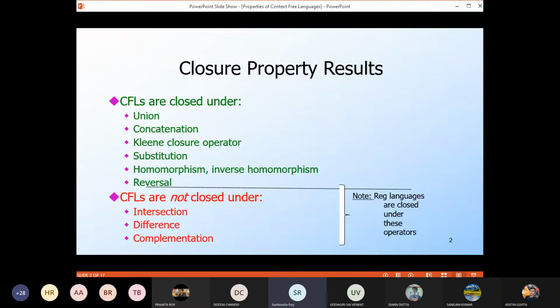anymore. Okay, so intersection, difference, and complementation are not closed for context-free languages, and context-free languages are closed for union, concatenation, Kleene closure, substitution, homomorphism and inverse homomorphism, and reversal. These operations were also closed for regular languages, but intersection, difference and complementation, remember, are not closed for context-free languages. Most important. Please understand and remember this. So let's look at these closure properties now one by one.